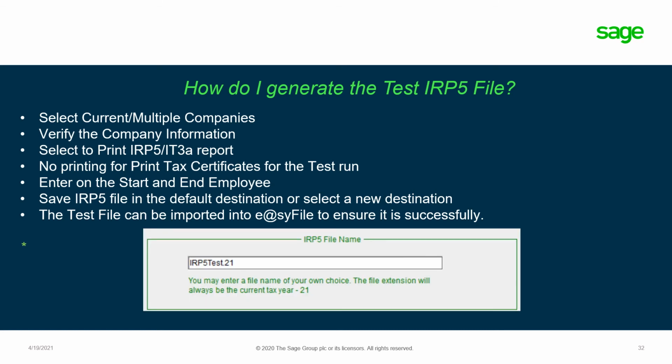The name of the test run will default to IRP5 test.21. The name of the file can be changed, and it is suggested to be changed if you are doing a test run in the same directory with multiple companies with different pay-as-you-earn numbers, to avoid confusion. We thus advise that you change the name at the front so that the end and the extension is still test.21. Example: company 001 IRP5 test.21.